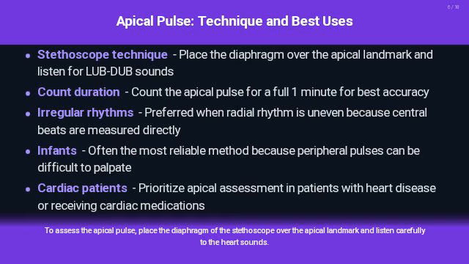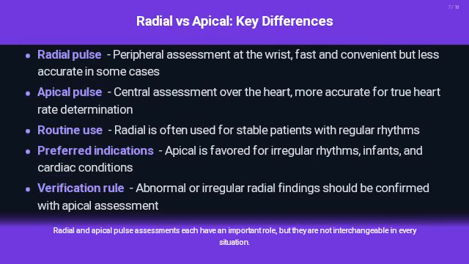In cardiac patients, the apical pulse is often prioritized because it provides the most accurate rate before interventions such as medication administration. For example, before giving digoxin, the nurse should assess the apical pulse to check for bradycardia. If the rate is unexpectedly low or the rhythm seems abnormal, the medication may need to be held and the provider notified. In practice, the apical pulse is our high accuracy method, especially when patient safety depends on exact heart rate measurement. Radial and apical pulse assessments each have an important role, but they are not interchangeable in every situation.